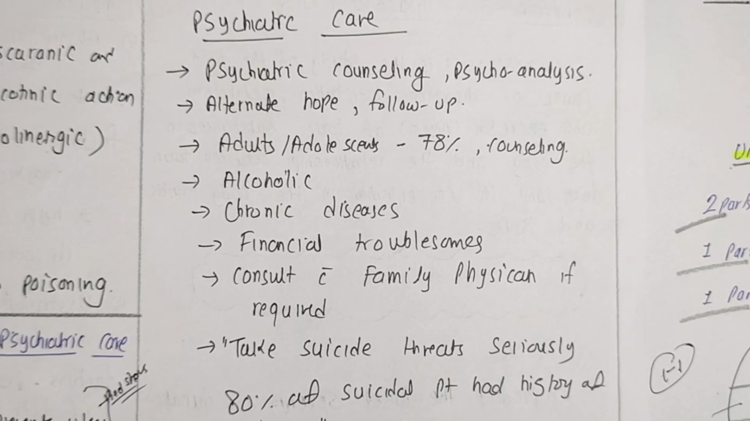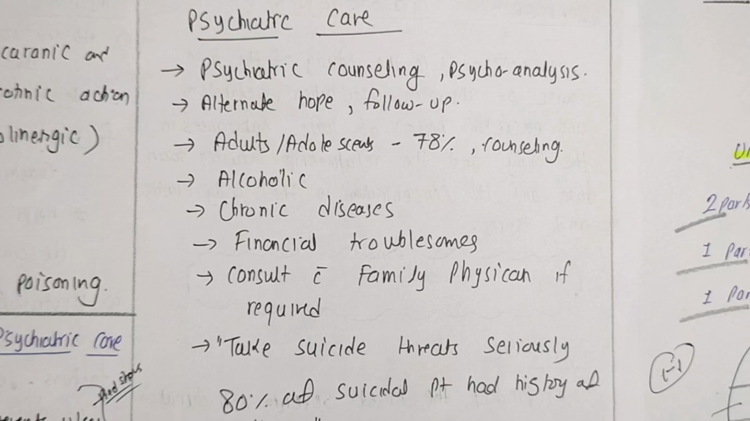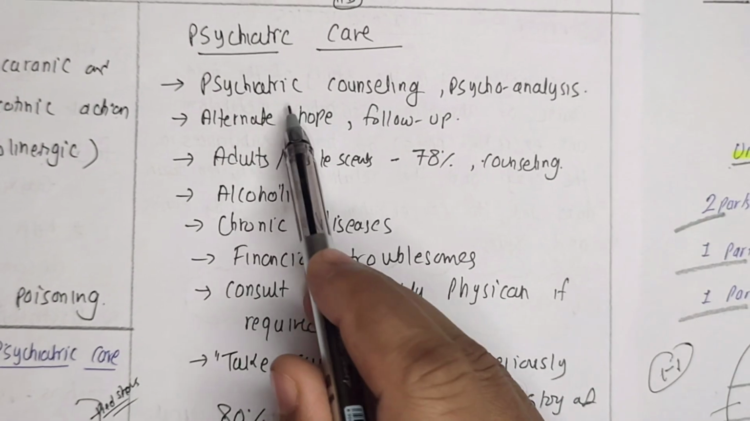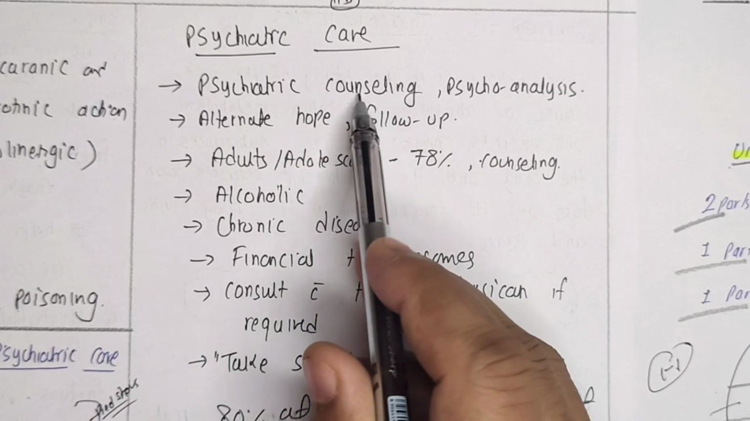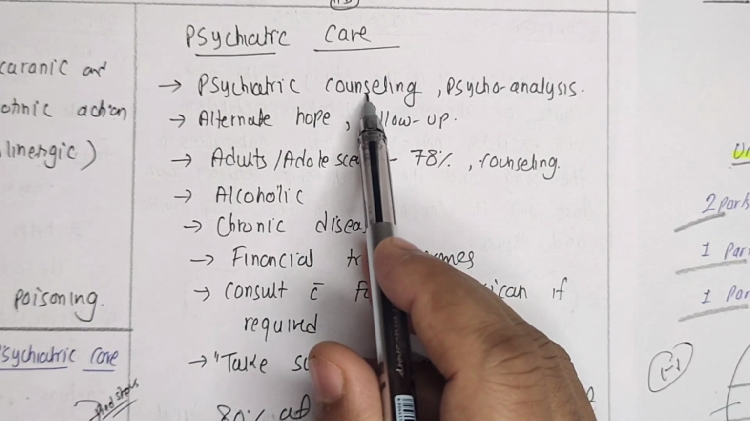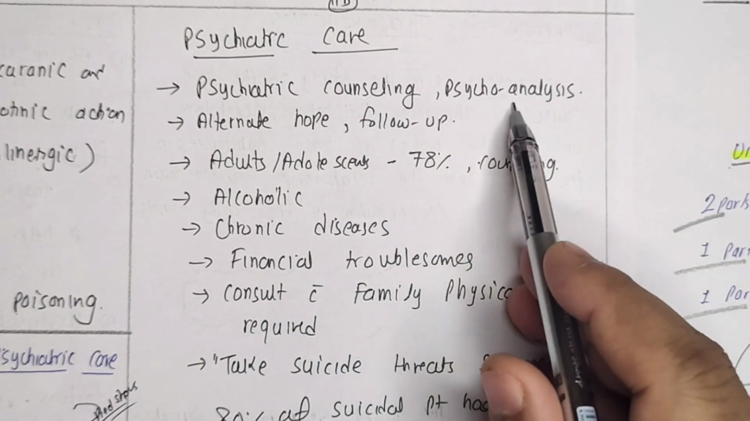Let it be accidental, let it be intentional, or some other type of poison also. Our psychiatric care plays an important role. Now, the psychiatric counseling needs to be done for everyone, and they have to be made aware of the importance of their life. Their psychoanalysis should be done.